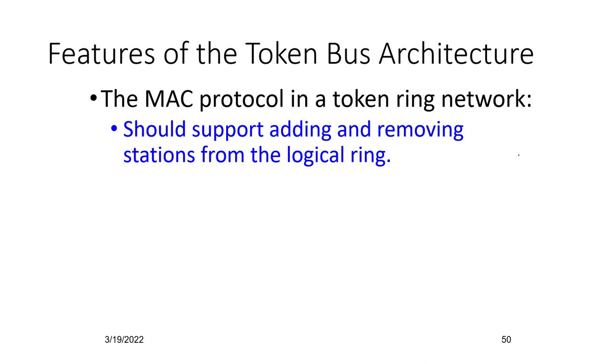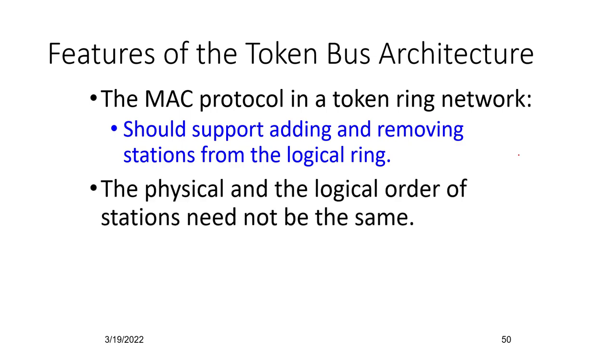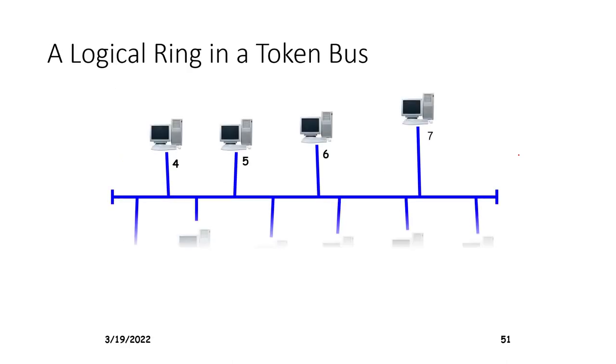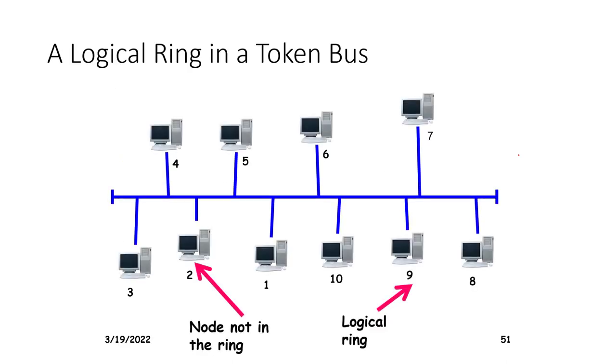Now let's come to the second layer protocol, the MAC protocol. It should support adding and removing stations on the ring, creating logical rings, and also, all the stations need not be on the same ring. They could be on different rings. A logical ring could be something like this, which is 1, 2, 3, 4, 5, 6, 7, 8, 9, 10. It's a cycle like this, where a node may not be on the ring, but that's okay.